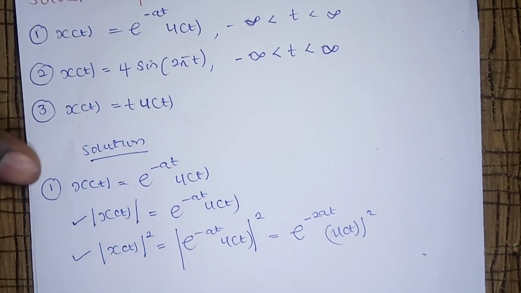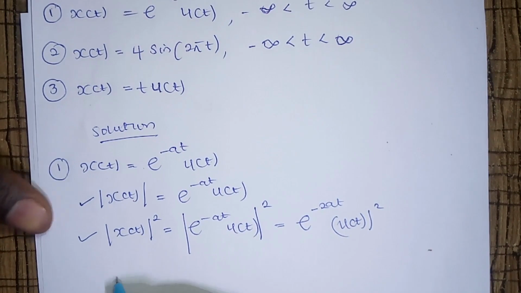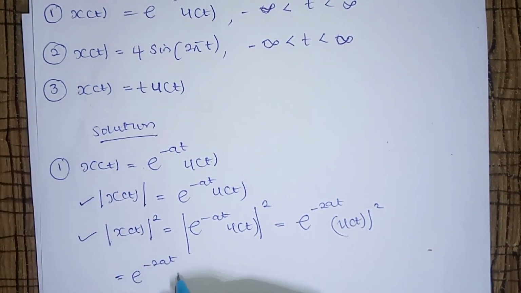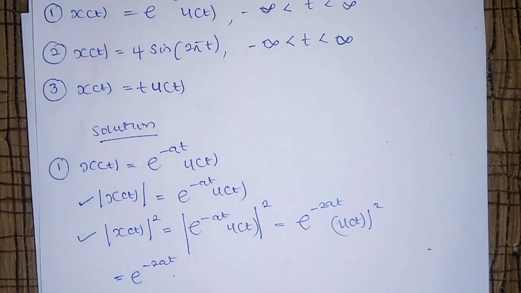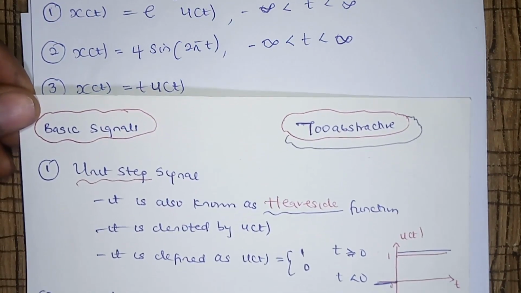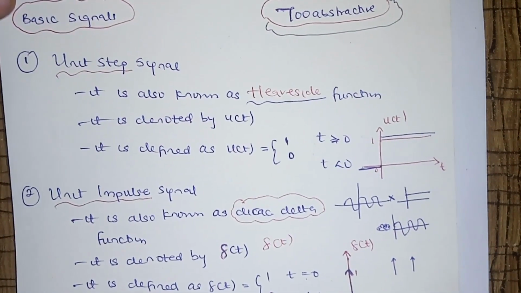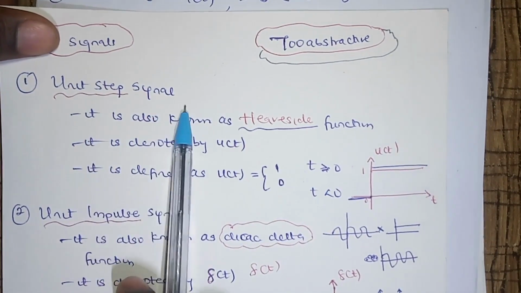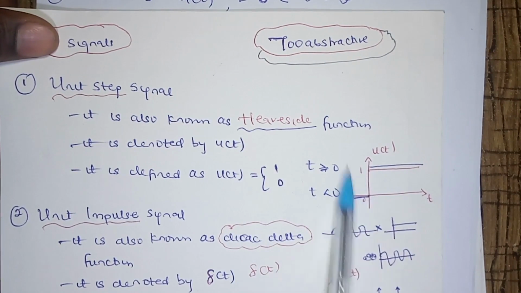Now, there is something. This will give us e to the negative 2at, right? But what about u of t? In our previous video, we discussed the unit step impulse, the step signal, ramp signal, and the likes. Now, as you can see, u of t is also known as the unit step signal or the Heaviside function, and it is defined for this.